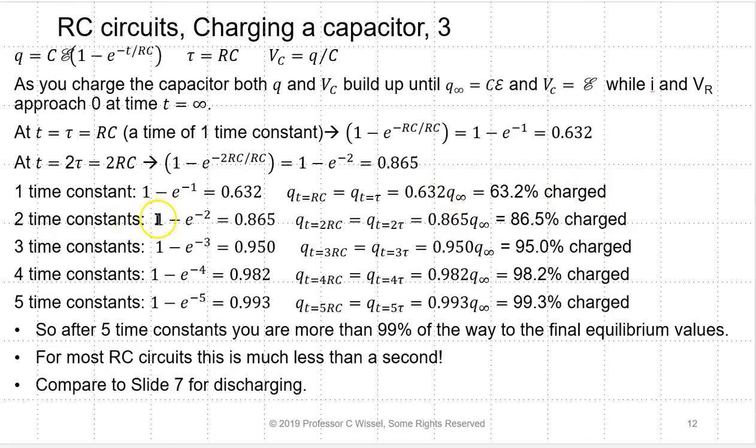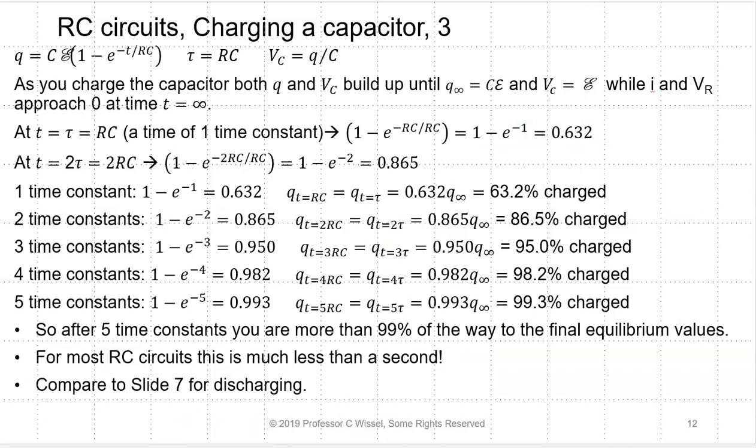After two time constants is 1 minus e to the minus 2, which is 0.865. You're 86.5% of the way charged. After three time constants, 1 minus e to the minus 3 is 0.950, or 95.0% of the way to full charge. After four time constants, 0.982, or 98.2% of the way fully charged. After five time constants, you are 99.3% of the way fully charged. So after five time constants, again, you're more than 99% of the way to the final equilibrium values. For most RC circuits, this is much less than a second.